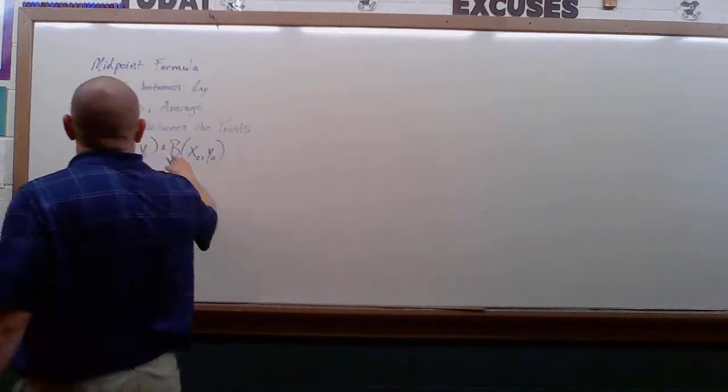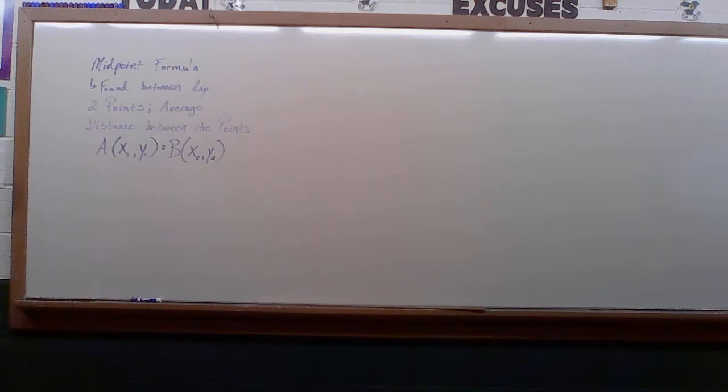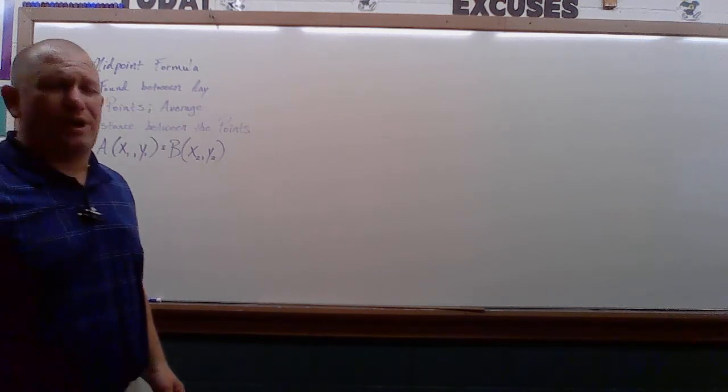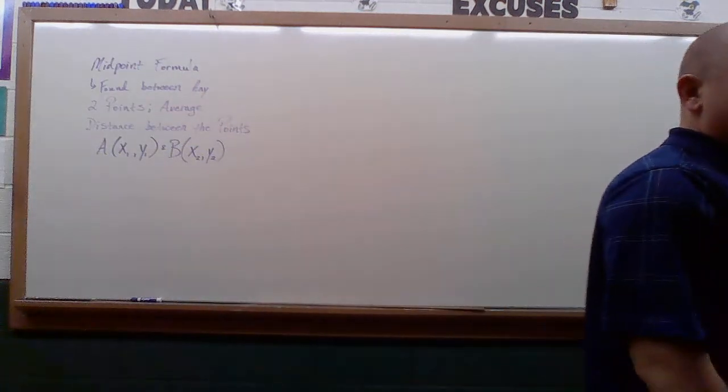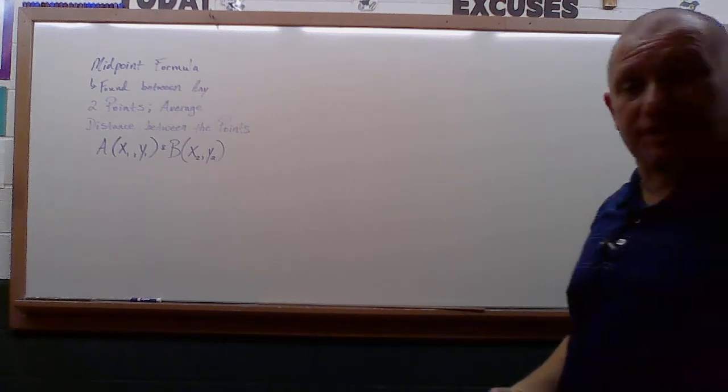So if you go back and think about the word that we wrote up here, it's the average distance between those 2 points. What happens if you take the average of something? How would you find the average? Add them up and then divide by how many you add. Exactly right. So you'd add them up and then you would divide.